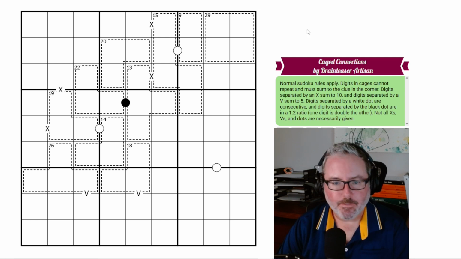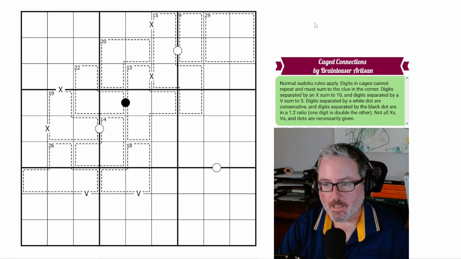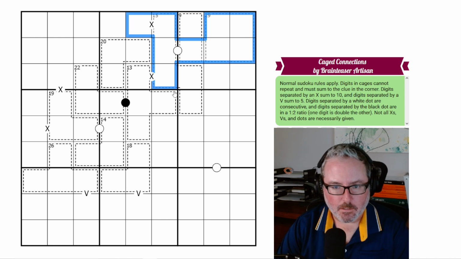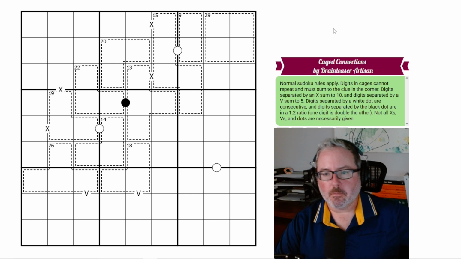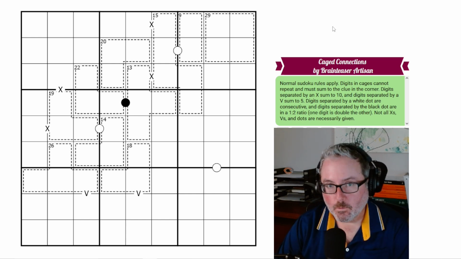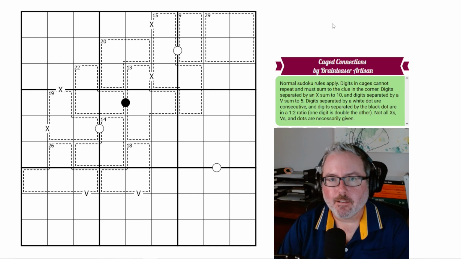Today we have a Sudoku called Caged Connections by Brainteaser Artisan. You see we've got a bunch of killer cages that are kind of stuck together here, which looks kind of fun to me, so I thought I'd give it a go. Let's get into our rule sets and then let's figure out how the heck to solve this thing.